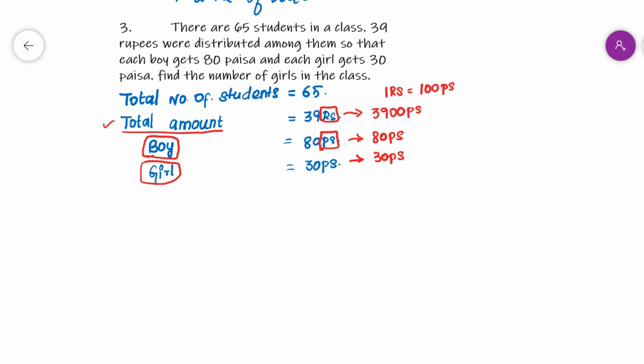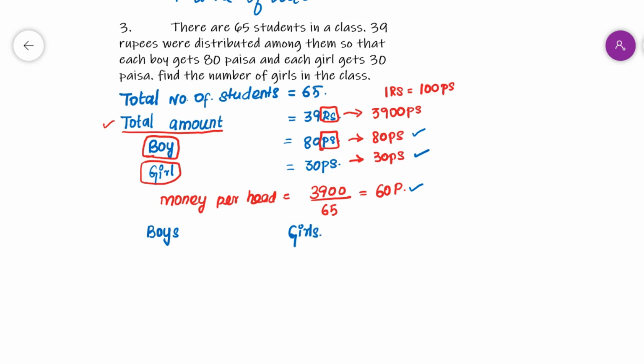Now this 3900 paise is the total amount in hand. When you don't know how many boys and girls are there, how will you distribute this? You will equally distribute, right? So if you distribute equally, what you will do? You have to divide it by 65. So 3900 divided by 65 gives you 60 paise. So now when I don't know how much amount I have to give to each and everyone, I'll distribute 60 paise equally to all boys and girls. So in this alligation rule, it is very important to know that you can use only the unit value.